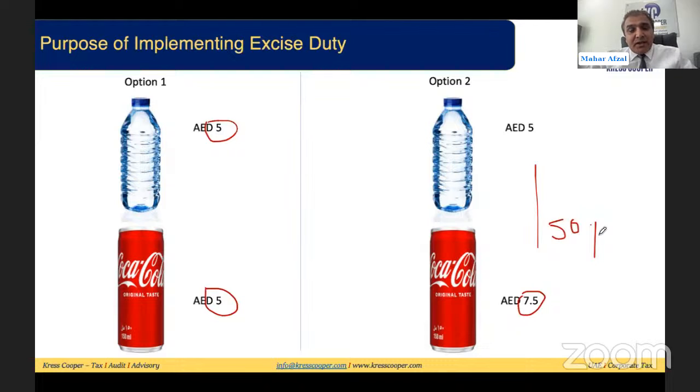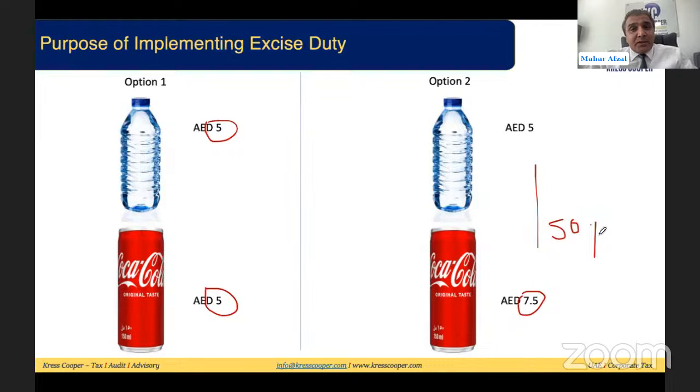This 50% tax which is being paid, even by the people who are buying the Coca-Cola, this 50% extra is the premium they are paying. This premium, whatever they are paying on a specific product, is called excise duty. Excise duty is applicable on specific products. These are not applicable on all products. These are specific products which are specifically harmful to human health, like tobacco, like carbonated drinks, like sweetened beverages, like vaping, all these things.